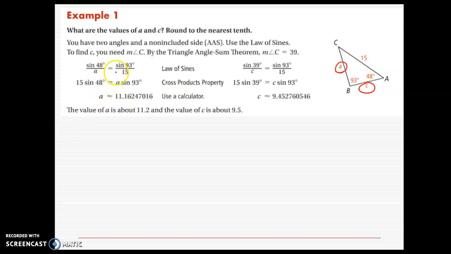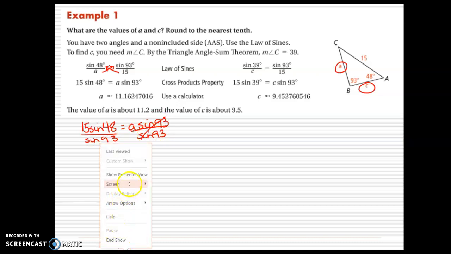When you do this right here, you will cross multiply. So you are left with 15 sine 48 equals A times the sine of 93. You have to get A by itself, so you will divide by the sine of 93. And that will give you A.